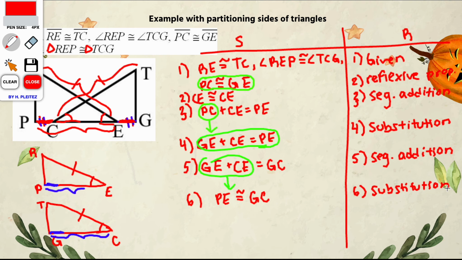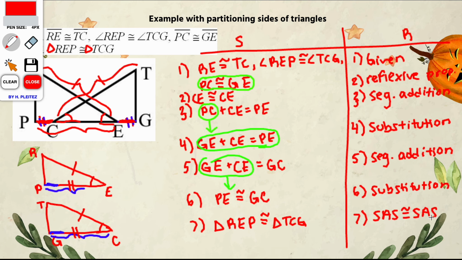And let's go ahead and label that. I think we finally got what we needed, right? So PE is this piece here, is congruent to GC, which is this piece here. And voila, we are able to use side angle side here. So again, we're using side angle side to prove that these two triangles are congruent. So we have triangle REP is congruent to triangle TCG. And that is side angle side. These two sides and included angle of one triangle are congruent to two sides and the included angle of another triangle.